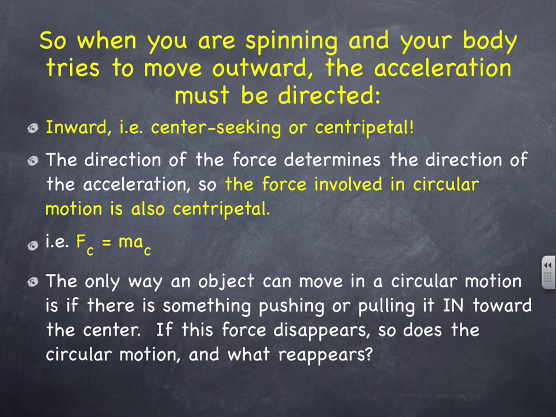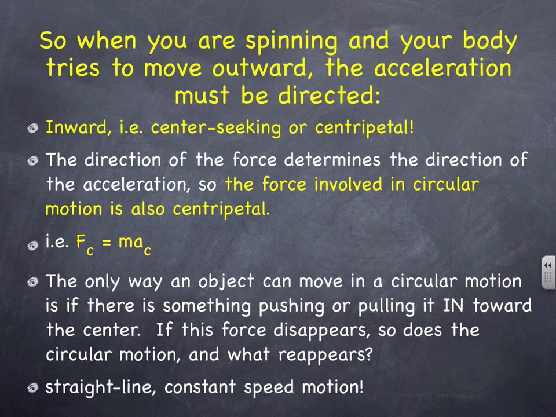And of course, if that force disappears, then the circular motion also disappears. And what reappears, of course, is going to be straight line constant speed motion. We naturally want to travel at a constant speed in a straight line. Anytime we're not traveling at a constant speed in a straight line, there's some unbalanced force. That might be friction, it might be air resistance, it might be a centripetal force. So in this case, it's centripetal force.